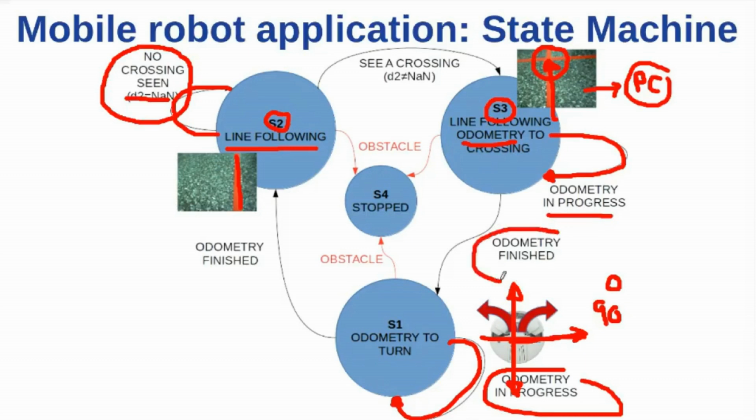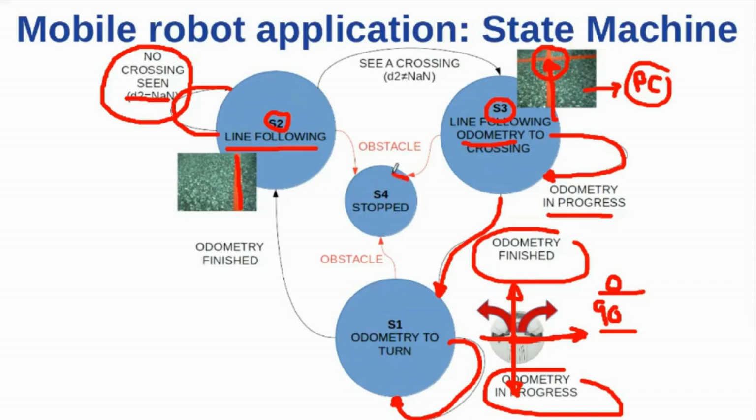Once the odometry is finished, then we go back to state number one because we will be in the next node, just centered at the next node. So then it will depend if we have to turn 0 degrees, 90 degrees, 180, minus 90, and then the system... Well, the loop goes on until the last waypoint is reached, right?